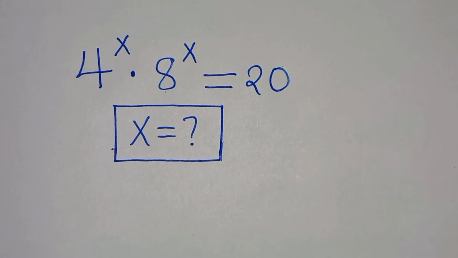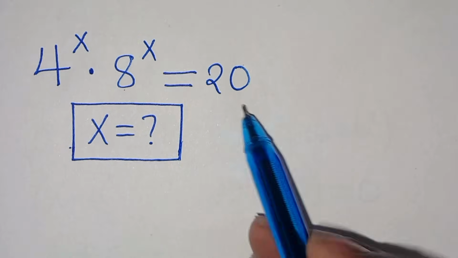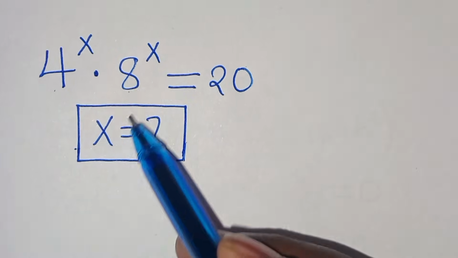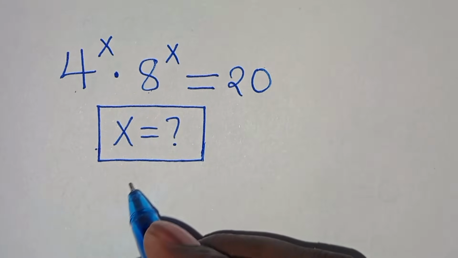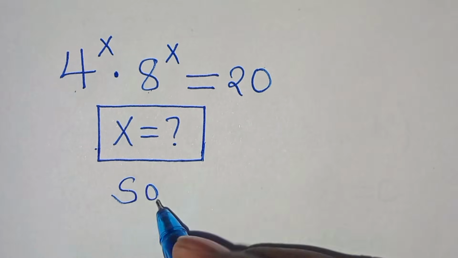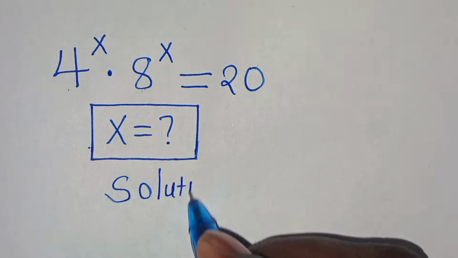Hello everyone, you're welcome to this nice exponential equation, which is 4 to the power of x times 8 to the power of x. This is equal to 20. So what is the value of x? Now let's provide a solution from here.